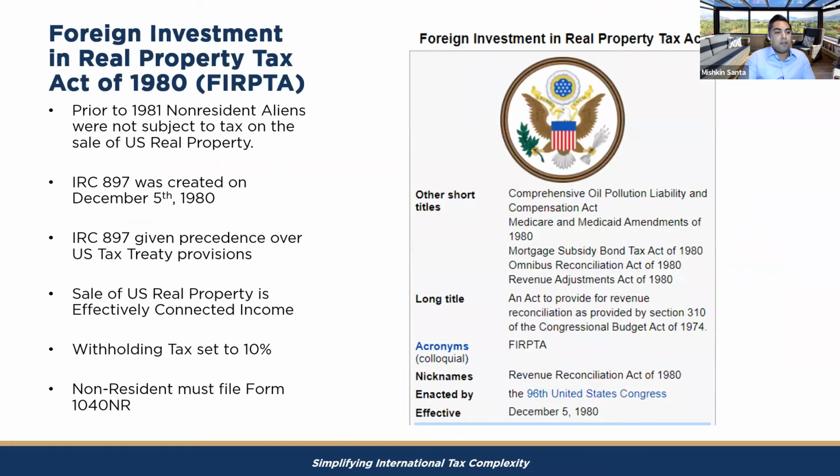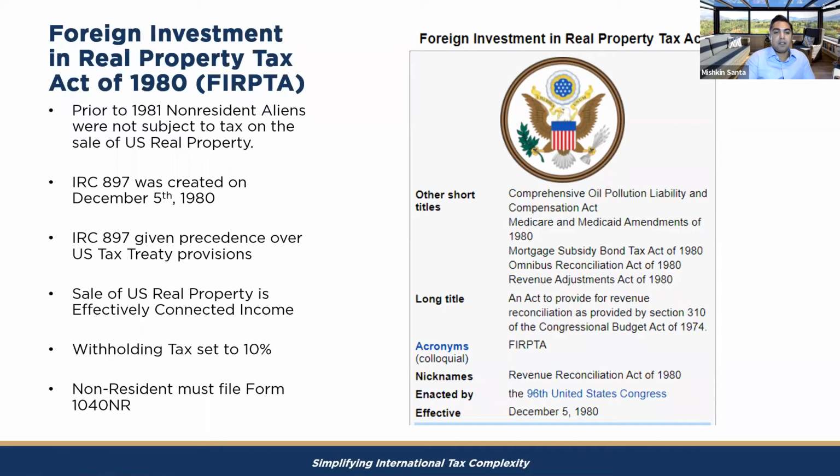Okay, so I think the first thing to start off with is context. I think context is really big. You have to have context to understand how tax rules work. And so we have to go in the time machine back to 1980, and that's when FIRPTA was introduced. And so we see that came through starting in 1981.